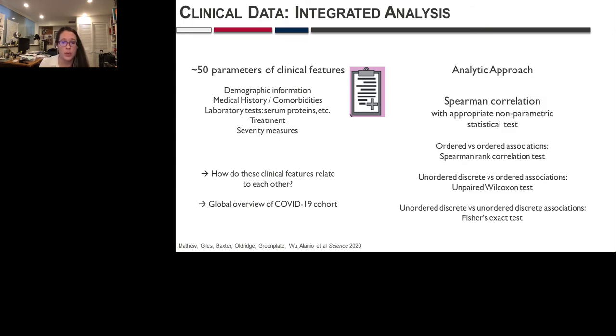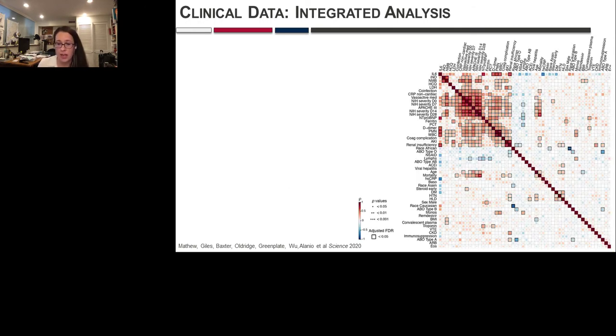So our analytic approach here was to use Spearman correlation with the appropriate non-parametric statistical test. And the exact test that we used depended on the type of features that were being compared. This is the result of that analysis. And what you can appreciate immediately is there's this large block of correlated features.